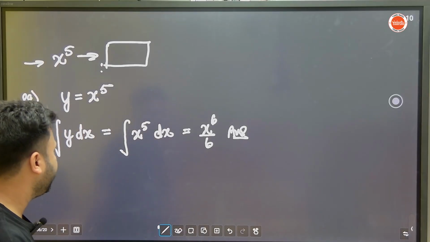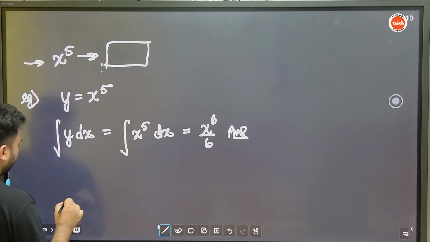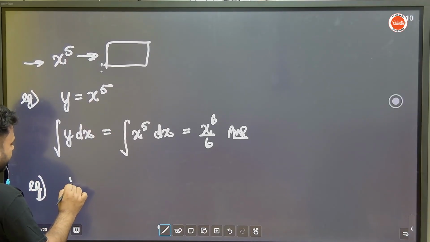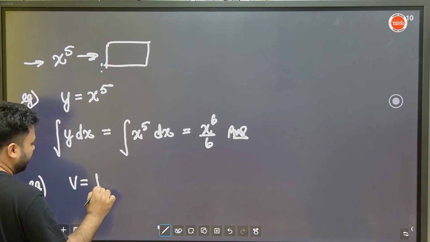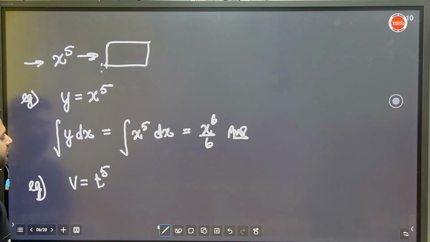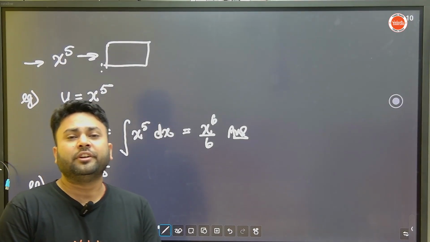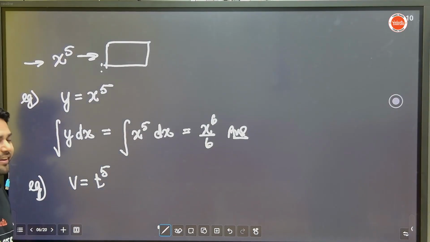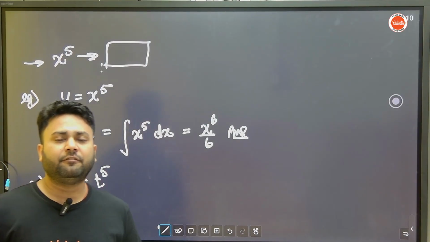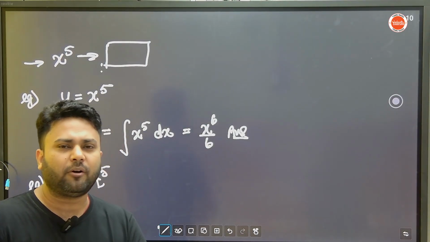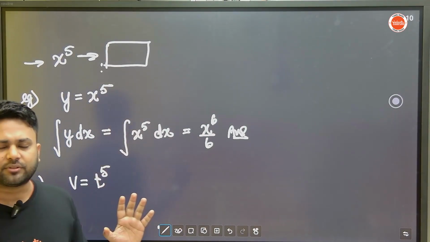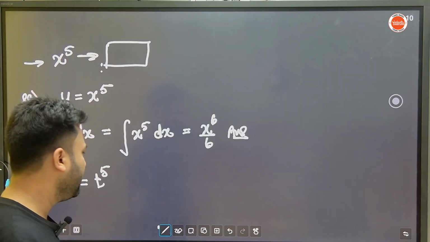This you should understand. Again I am taking one more example. Suppose they have given the equation v equals t to the power 5. We have to integrate t to the power 5, which means we have to integrate v basically. Suppose we have to integrate v.